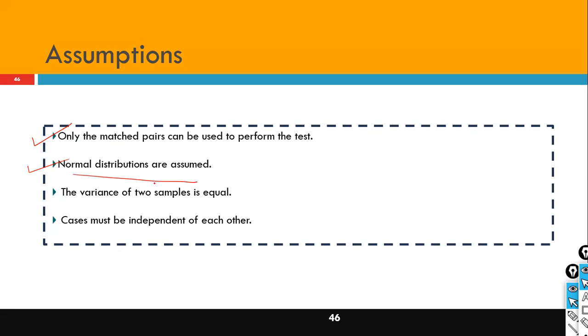This is common for all types of tests. And the variance of the two samples is equal. It is not always true, so you can simply ignore it. Cases must be independent of each other.